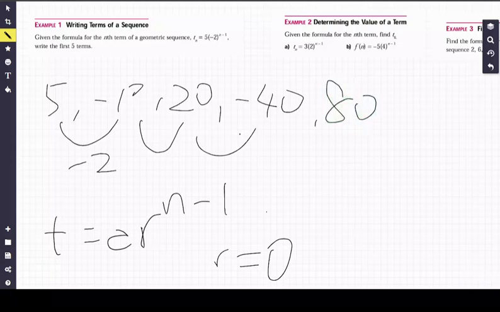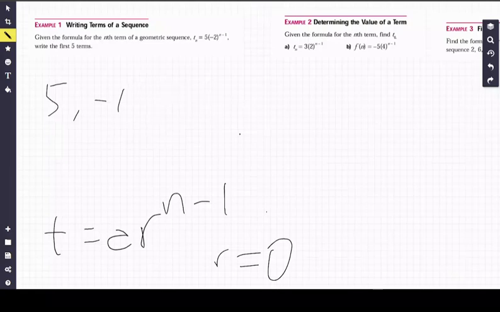This is what we call an alternating sequence, because the sign goes positive, negative, positive, negative, positive, negative. This occurs when the common ratio is less than 0. For example, any negative number is going to give you this alternating sequence.